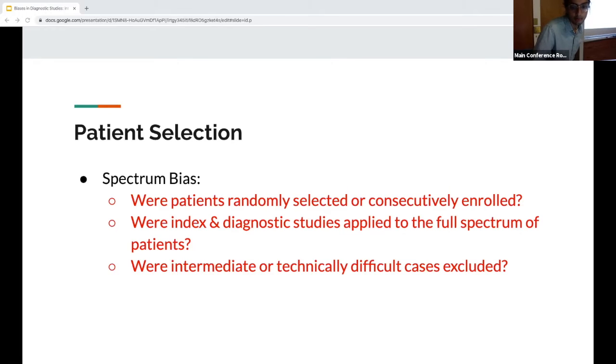Going back to the criteria, one thing to note is that most patients had a lot of concern for clot. So if you're going to do an ultrasound, you're probably concerned about the patient having some sort of DVT. So that does introduce some level of spectrum bias here.